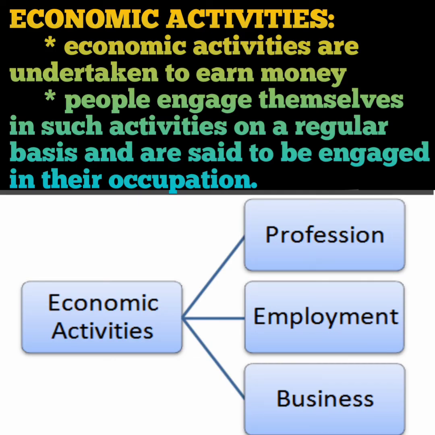Students, next we are going to see in detail about economic activities and the things dealt with in economic activities. First, the meaning of economic activities. Economic activities are undertaken to earn money, as you know already. People engage themselves in such activities on a regular basis and are said to be engaged in their occupation. That is, persons do certain activities and engage in a certain job. Job means they carry on their work on a regular basis. So economic activities are carried on under three occupations. What are the three occupations? The first one is profession, the next one is employment, and the third one is business. So students, we are going to see in detail about these three economic activities.